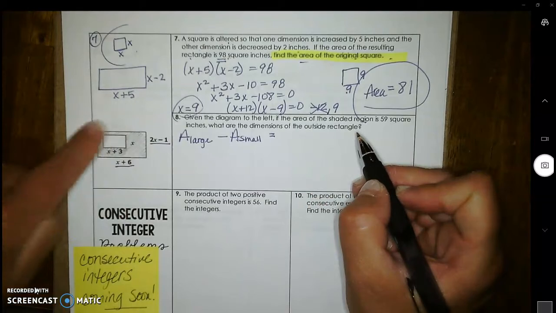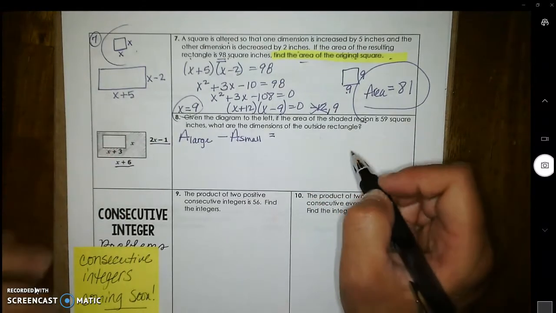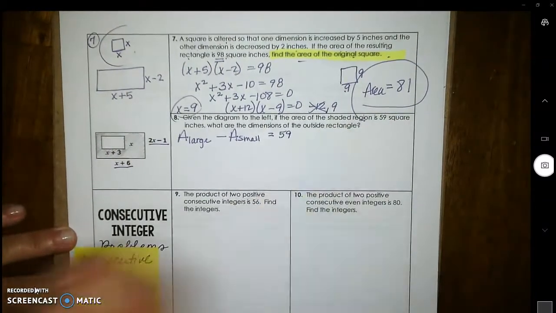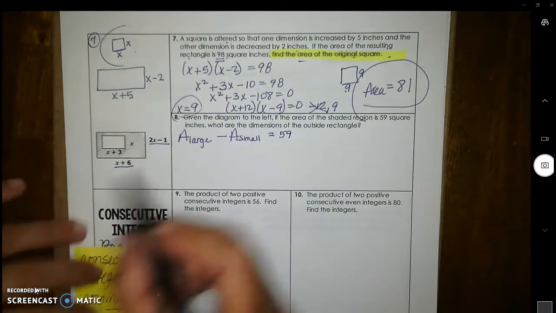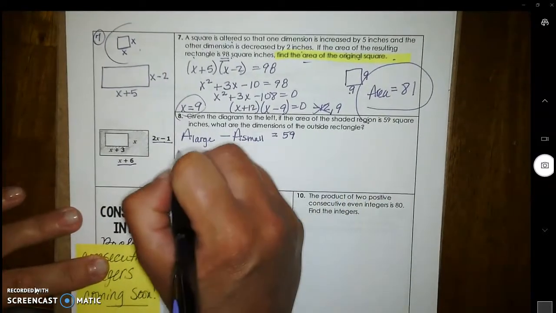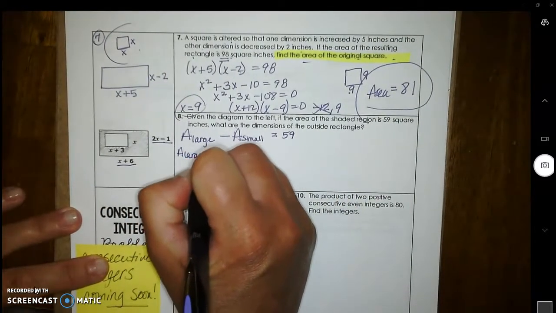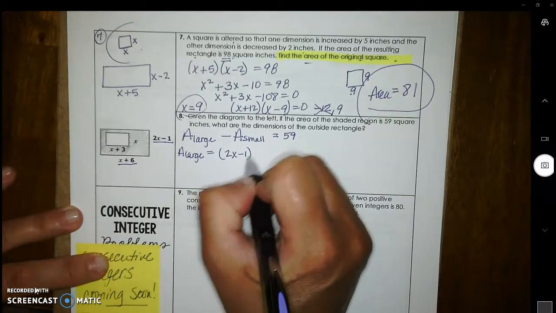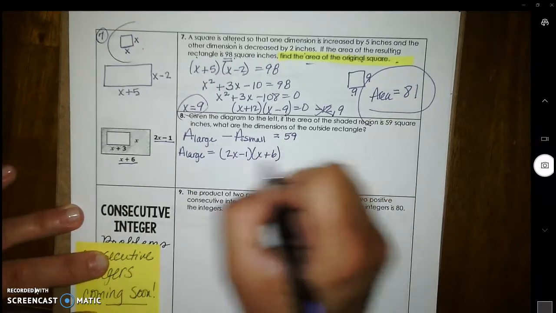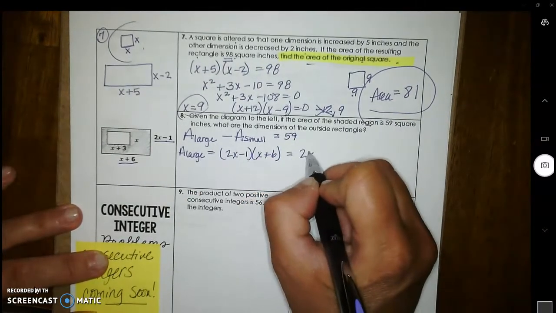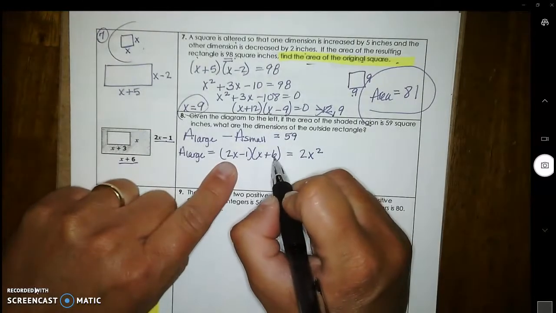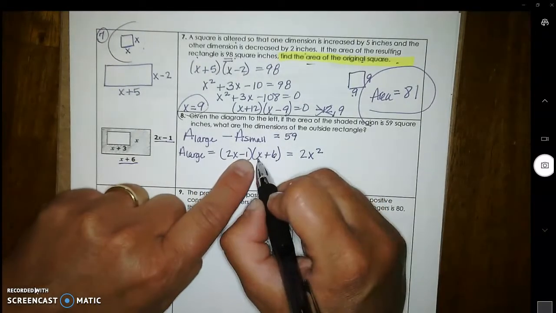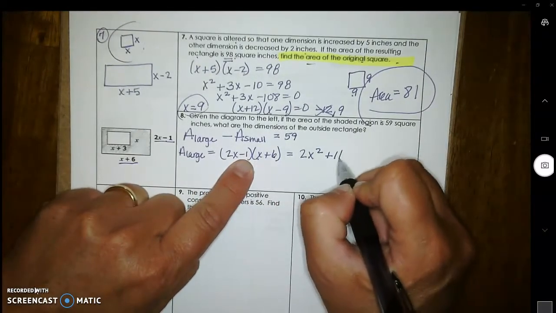So I'm going to do the area of this big one, and I'm going to take the little guy out, and that's supposed to equal 59. Okay, so let's go figure this out. What is the area of the large one? Well, the area of the large one I have to multiply together: 2x minus 1 and x plus 6. So that expression is 2x squared plus 12x minus x makes an 11x.